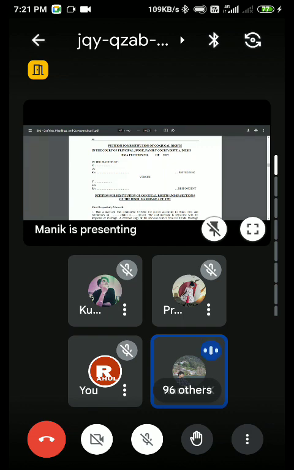After mentioning the names of the parties, you go on to write the heading, the purpose of the suit. It's kind of a subject, but you don't specifically mention the word subject. You just need to write: petition for restitution of conjugal rights under section 9 of the Hindu Marriage Act, so and so.